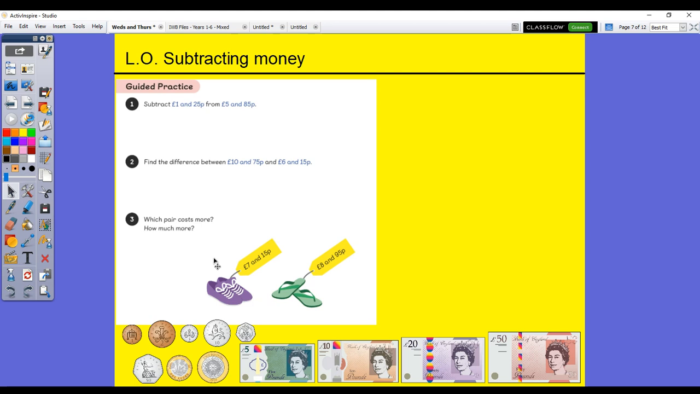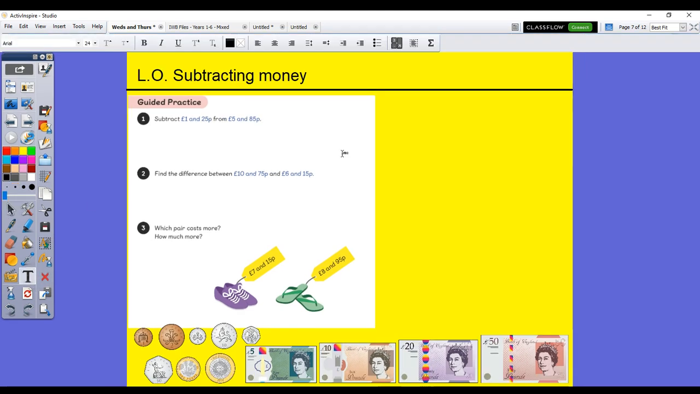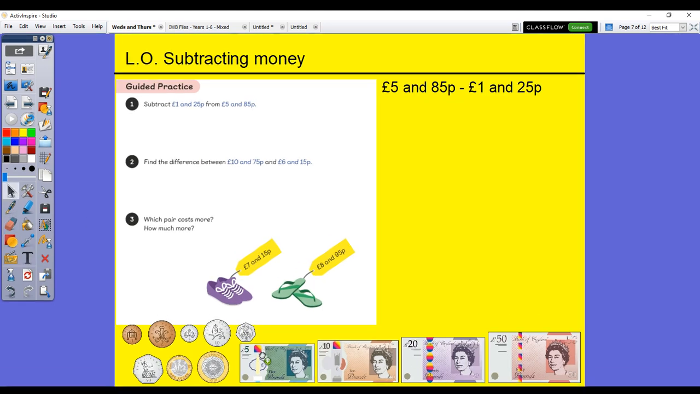So, guided practice. You're going to subtract £1.25 from £5.85. Let's write the calculation out. £5.85 take away £1.25. I'm going to get the money out this time, just for this one, so I can show you different ways. £5, 50. Cool. Let's get 2 tens, 60, 75. That's the amount we need.